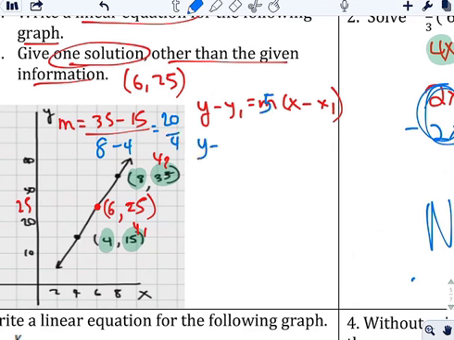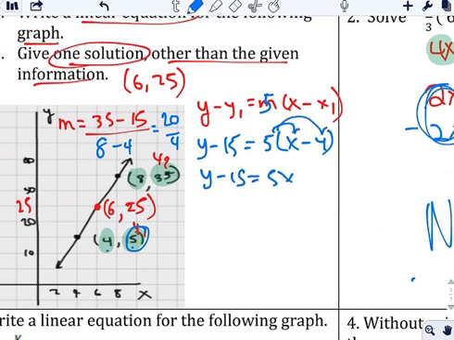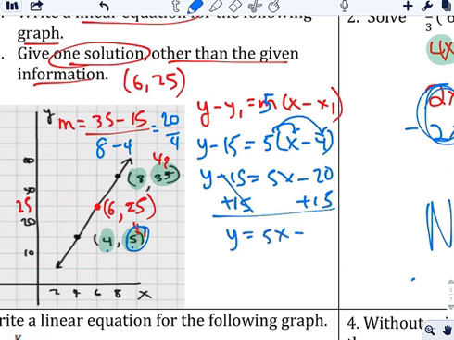Y minus 4 equals 5 parentheses x minus, oh no, y minus 15. Oh my gosh, this is y1, y2 minus 4. That gives you y minus 15 equals 5x plus 20. Add 15, oh, that's minus 20, oh my gosh. Add 15, carelessness, unbelievable. Y equals 5x minus 5.